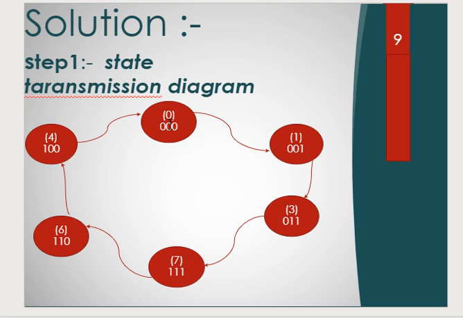Okay, so the first step is to create a transition diagram. I already created the diagram, and as you can see on the screen, the transition is from 0 to 1, 1 to 3, 3 to 7, 7 to 6, then 4, and then 0 again. So this is the transition diagram, and I have listed the binary code also, so it is more clear now. On the basis of this diagram, we'll derive our transition table in the next slide, and it will make more sense when we derive the transition table.